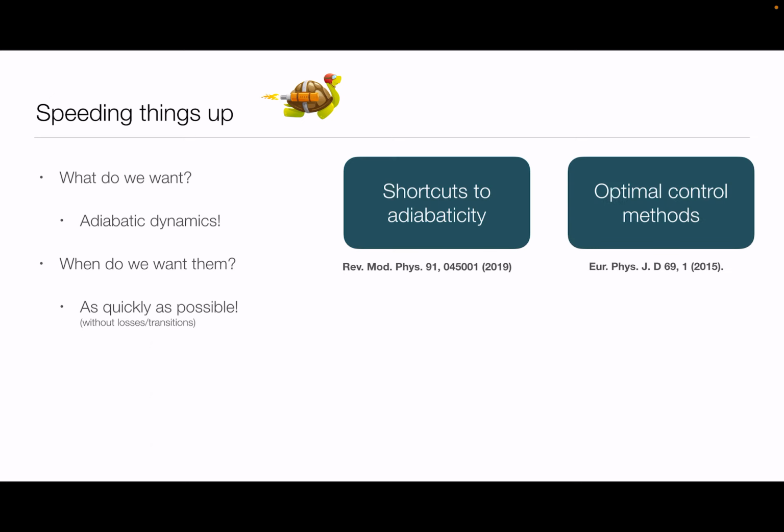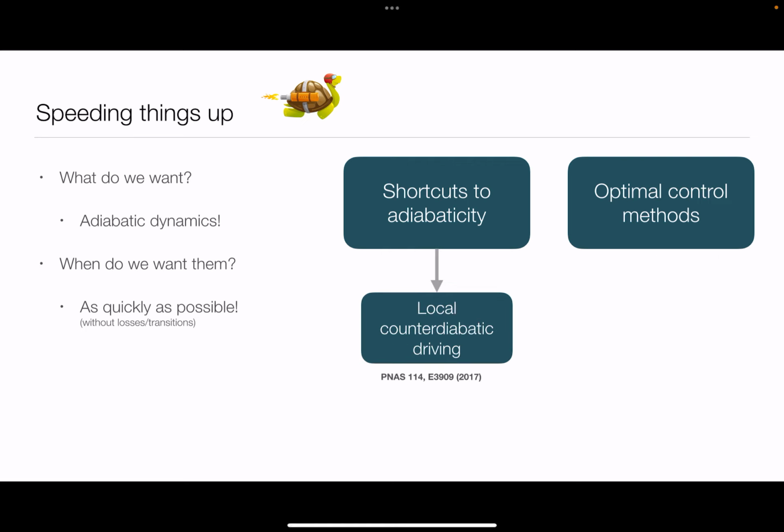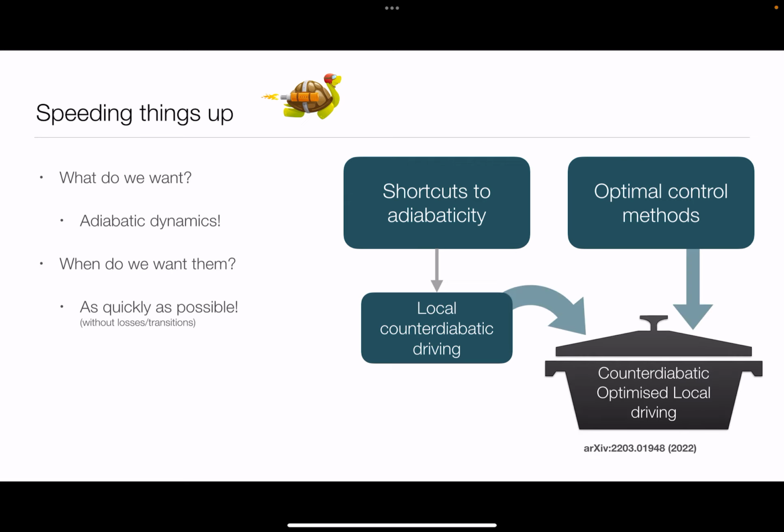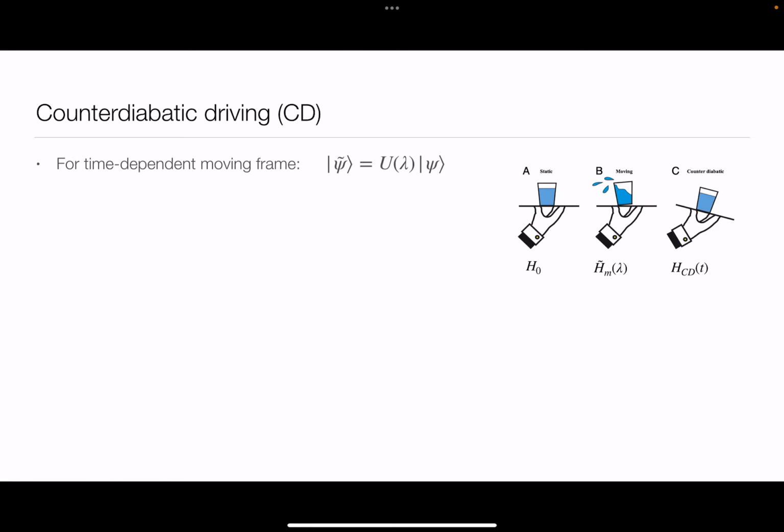And we're going to do this using two main fields of research: shortcuts to adiabaticity and optimal control. We're going to use a very particular method from shortcuts to adiabaticity called local counterdiabatic driving. Both of these contain many methodologies, and we're going to focus in on a few. We're going to stick them in a pot, meld them all together, boil them for a bit, and come out with something called counterdiabatic optimized local driving, or COLD, which is a method I will spend pretty much this entire talk presenting and explaining all of its components, and then I'll flash up a few results at the very end.